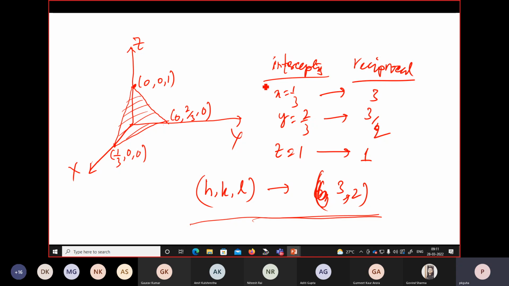So all I am doing is finding the intercepts of a plane with the axes, taking the reciprocal of those intercepts, and then making it a whole number. The way we make it a whole number is obviously by multiplying here with 2, so you get 6, 3 and 2. So this is Miller indices, HKL is 632. Similarly, there are many different planes in the crystal depending on how you are representing it, and you get different Miller indices.